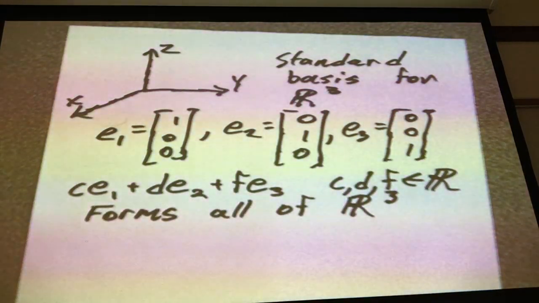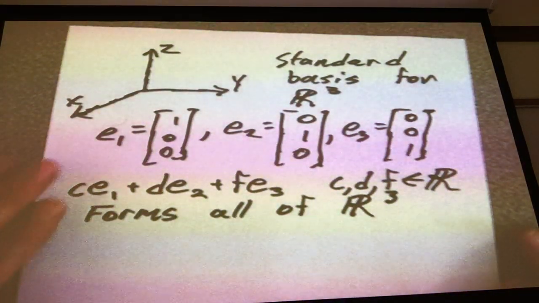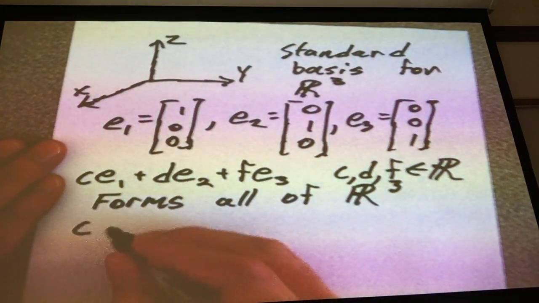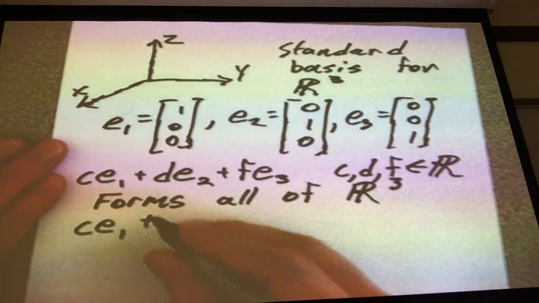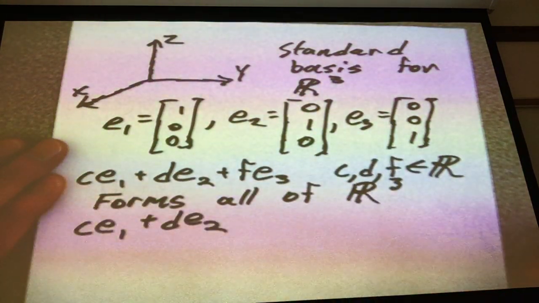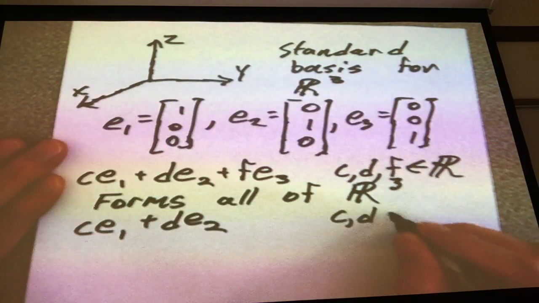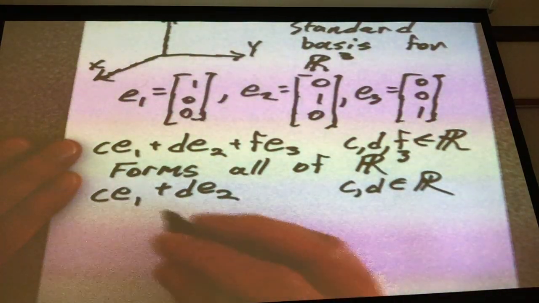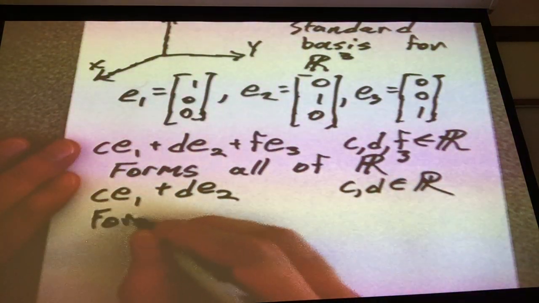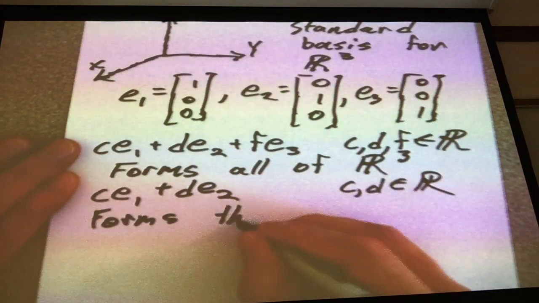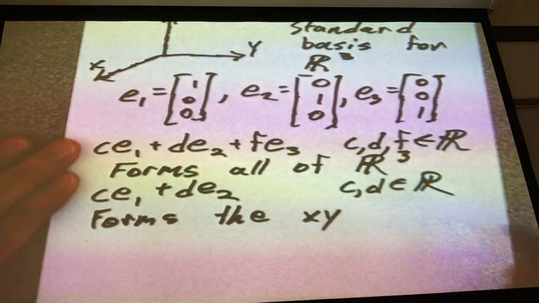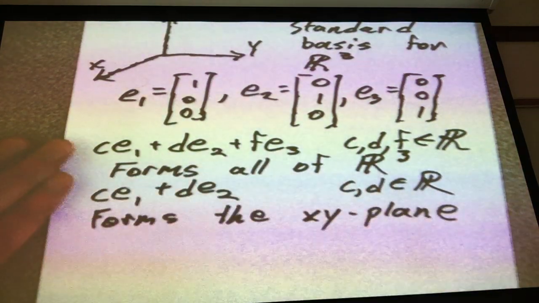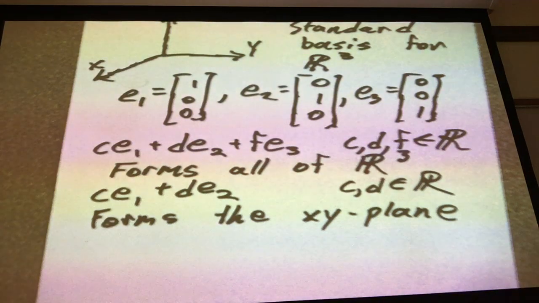Okay? What if I said C E1 plus D E2, for C, comma, D in the reals? That just forms the XY plane.